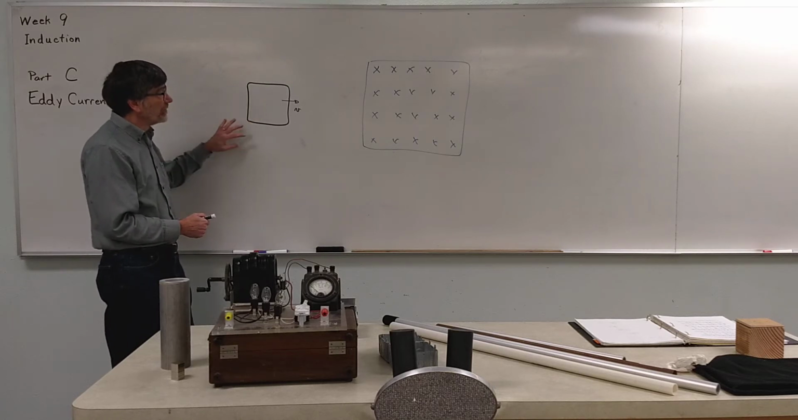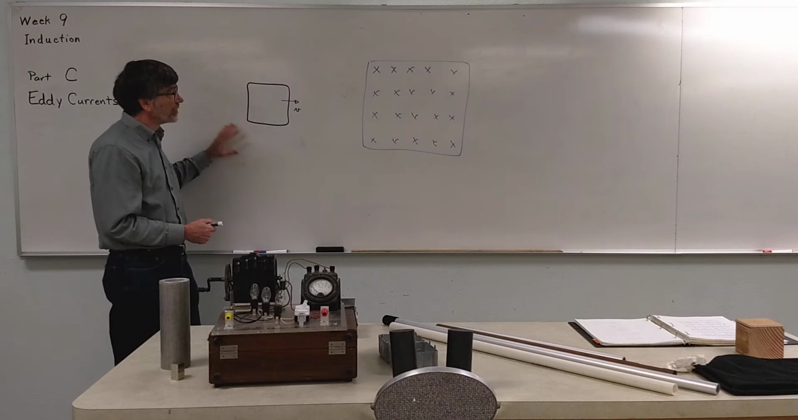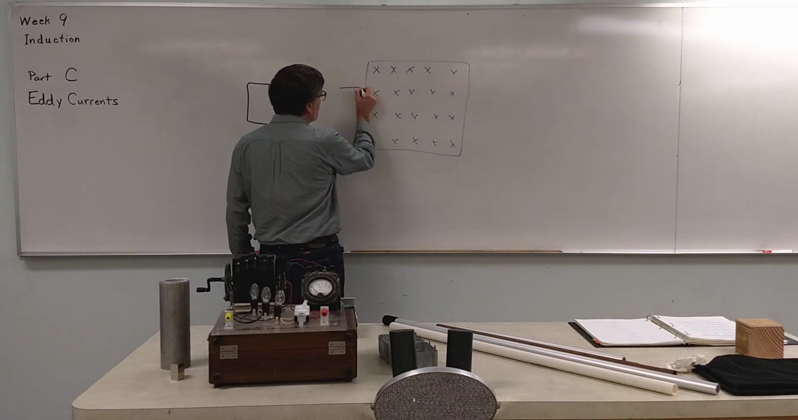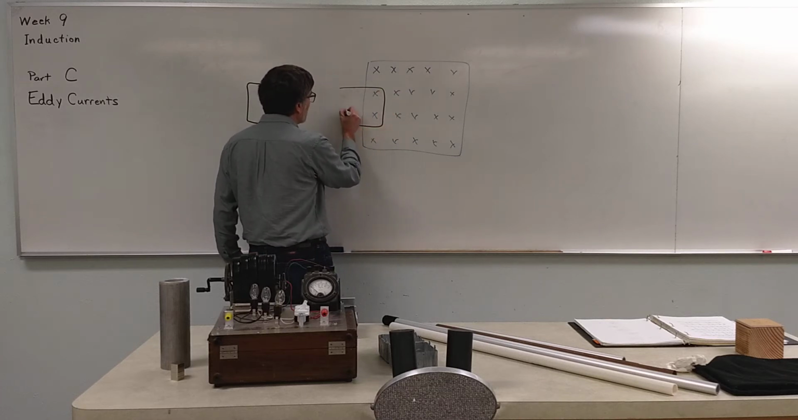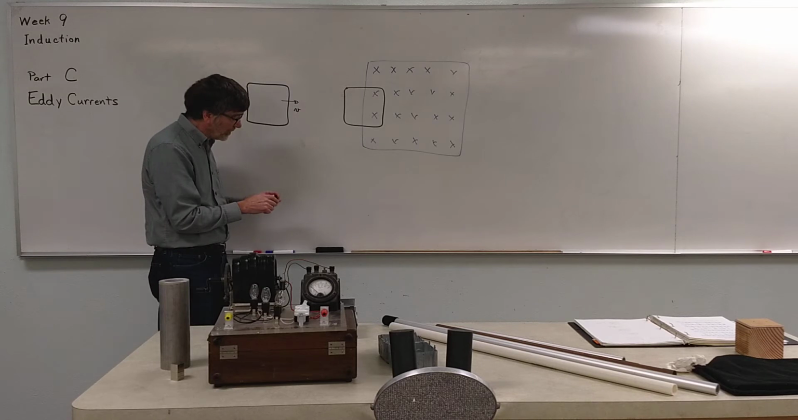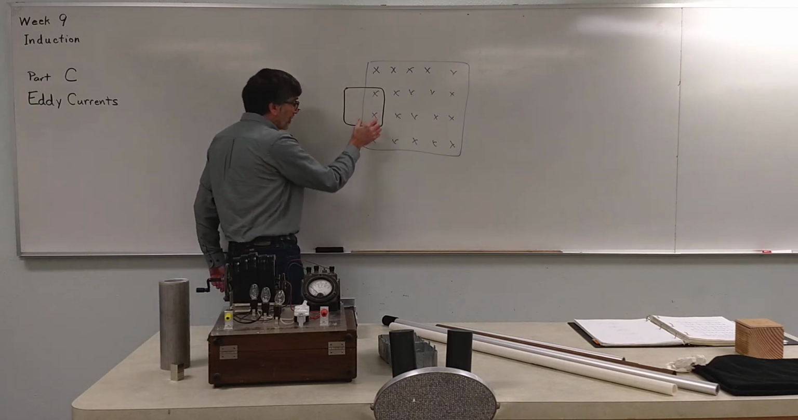While it's out here, there's no B field ever. There's no changing B field. There's no current. There's nothing happening. Now let's imagine that the loop is in this position right here. While it's in that position and it's moving to the right, there's a certain amount of flux.